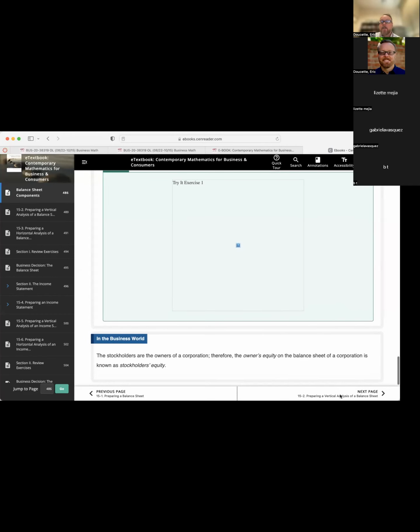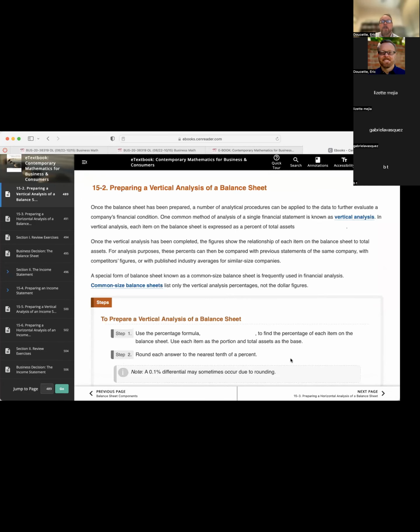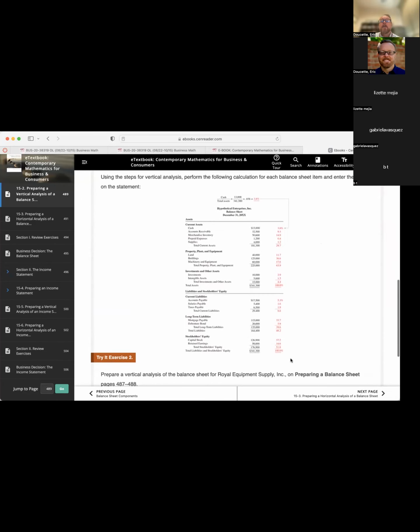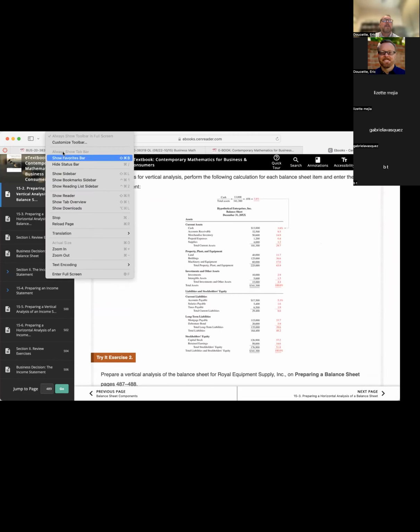I'm going to go ahead and just move ahead to the next page. Hopefully you've already looked at all this, but gosh, that's really bad, isn't it? See if I can zoom in.